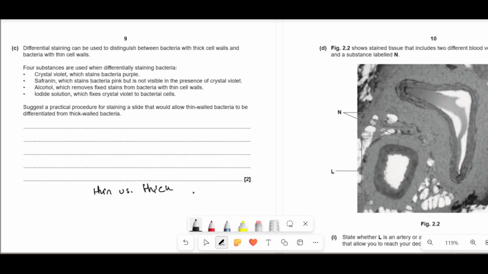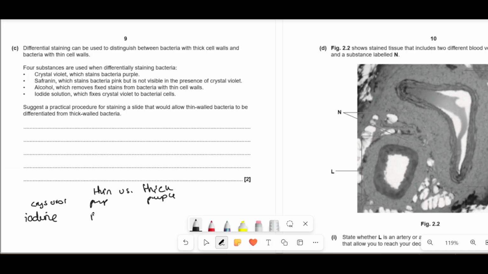So we're distinguishing thin versus thick, right? It's told you that bacteria will be stained purple if you use crystal violet. So a good start is probably that, because now you've got purple and purple. Now, safranin can stain them pink, but it doesn't work if you've got crystal violet there. So let's look at what other options we have. If we have alcohol, it will remove fixed stains from thin cell walls, so alcohol can help distinguish between these. The issue is that this isn't fixed. If you use iodine, it will fix it. So the next step would be to use iodine.